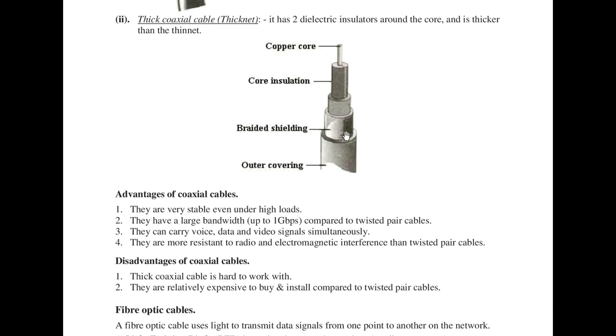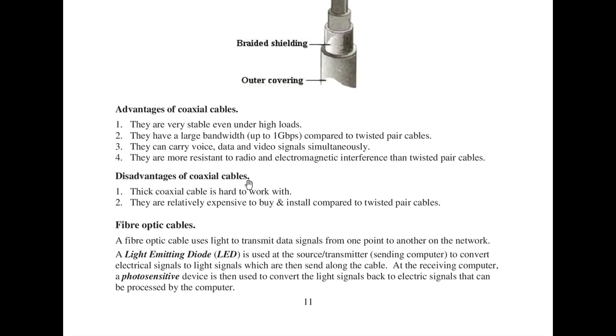Then we have the modern cable, the fiber optic cable. The fiber optic uses light emitting diodes, or it uses just light. They are photosensitive. So a fiber optic cable uses light to transmit data signals from one point to the other. A light emitting diode, LED, is used at the source transmitter sending computer to convert electrical signals to light signals, which are then sent along the cable. At the receiving computer, a photosensitive device is then used to convert the light signals back to electrical signals that can be processed by a computer.